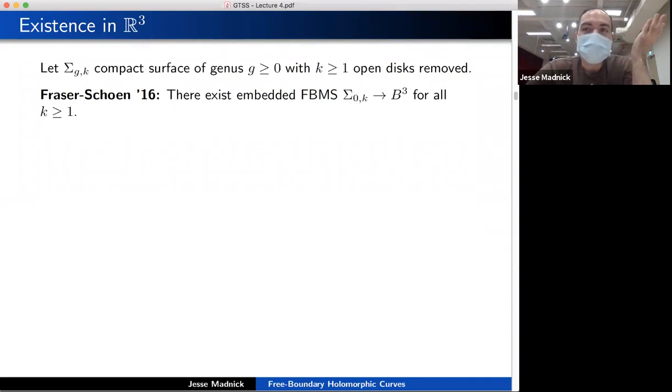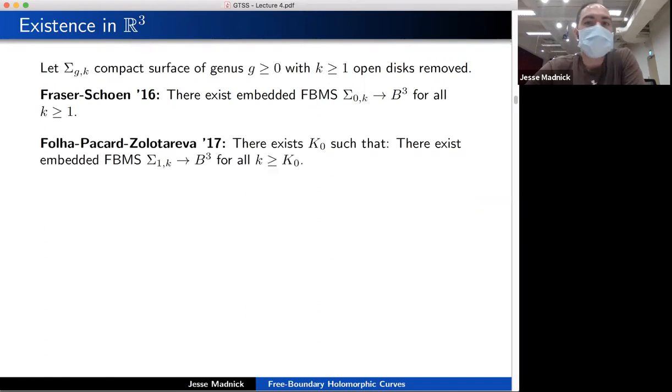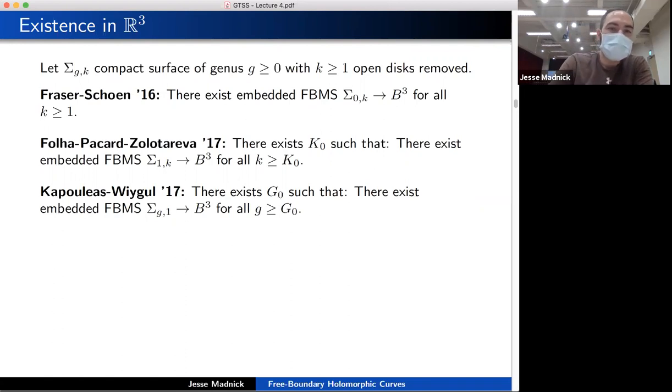Then it's interesting to ask about what happens for a higher genus like genus 1. There's a result by these folks which says that in genus 1, such embedded free boundary minimal surfaces do exist if the number of boundary components is sufficiently high. In a similar direction, but sort of dual to this, it turns out that the genus can be made arbitrarily high if you assume only one boundary component. I believe this is Kapouleas and Wiygul, and I believe they used some sort of gluing and desingularization method.